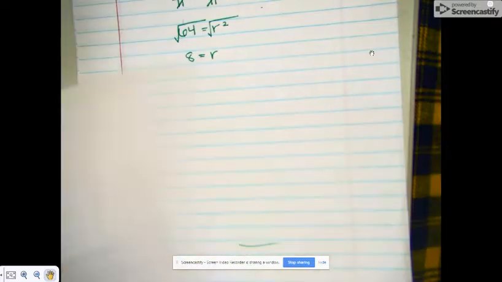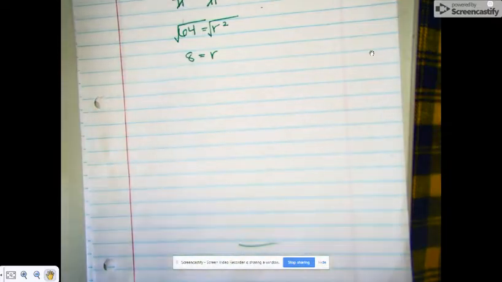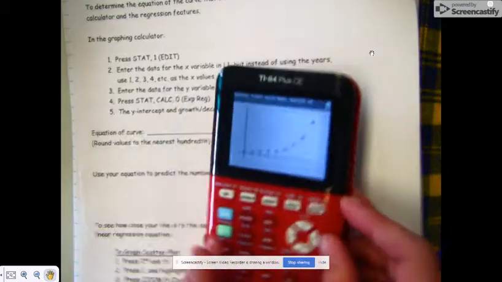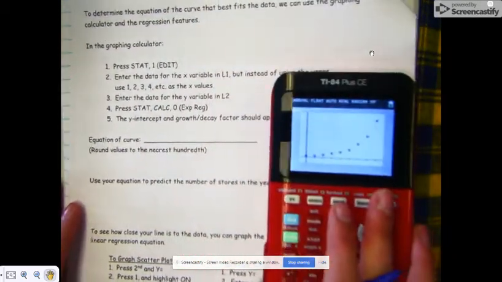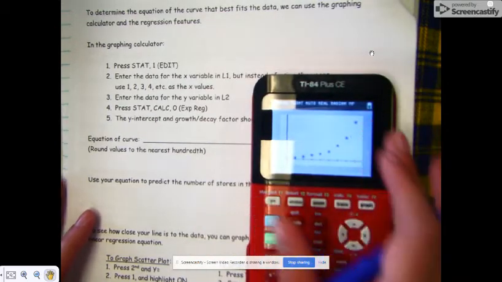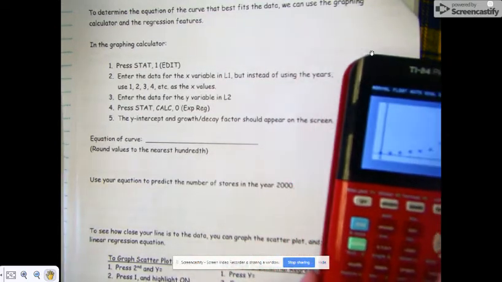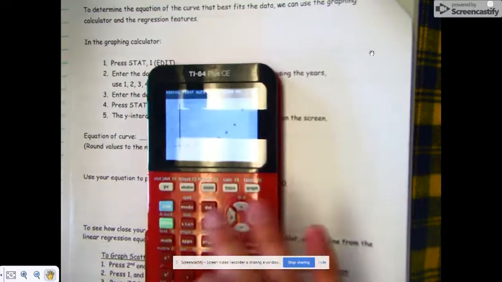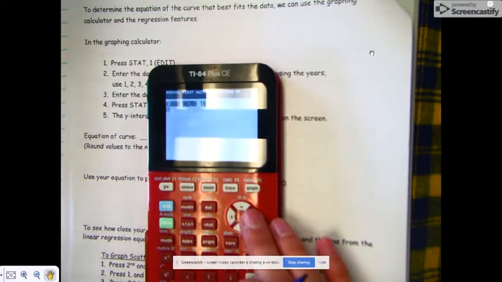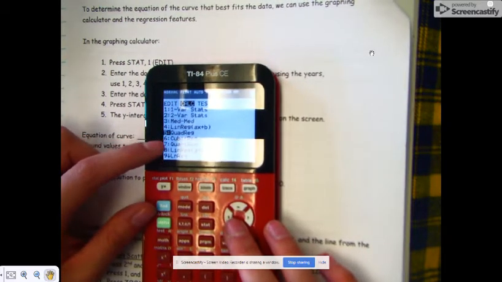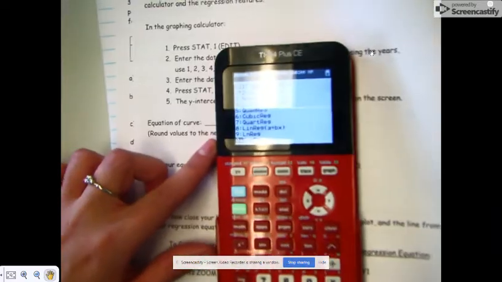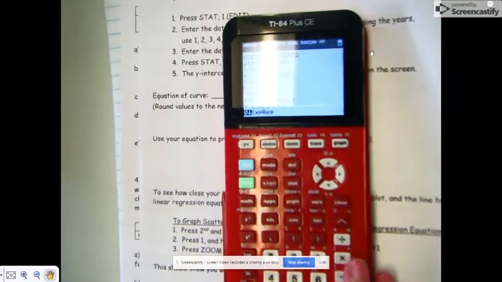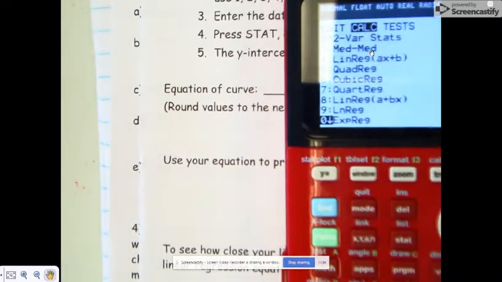So if you flip to the next page, to determine the equation of the line of best fit, we can make an equation for it, except it's not going to be a line, it's going to be a curve. It's going to be an exponential function. So you can do kind of the same thing we did last time. You're going to do stat calc, but instead of linear regression, you're going to go all the way down to option 0, which is EXP regression. You see it, EXP regression.